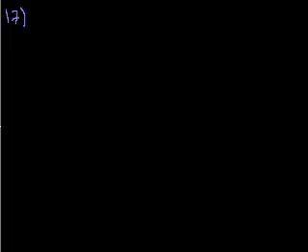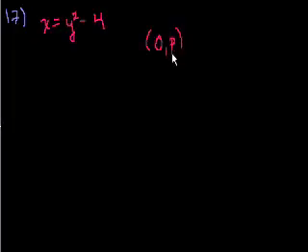Okay. In the xy coordinate plane, the graph of x is equal to y squared minus 4 intersects the line L at 0, comma p and the point 5, comma t. Right? These are 2 points on the line L. What is the greatest possible value of the slope of L? So this is interesting. So x is equal to y squared minus 4.